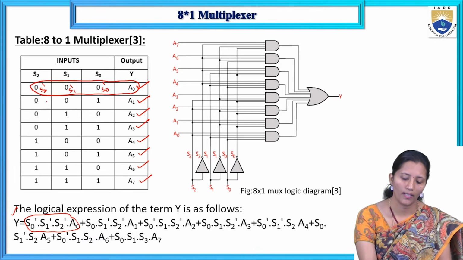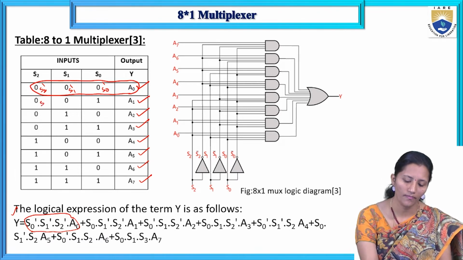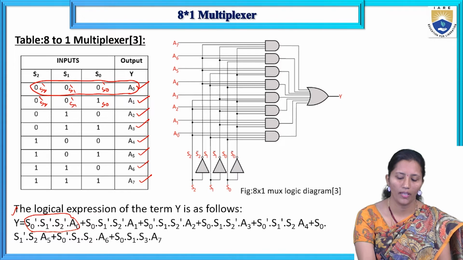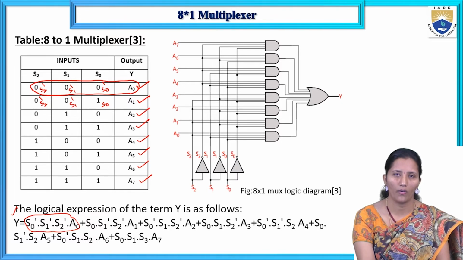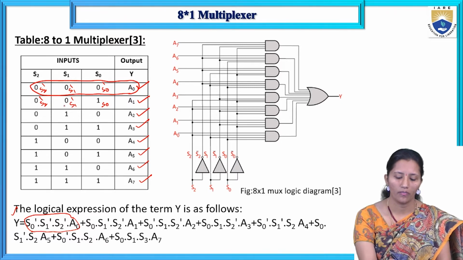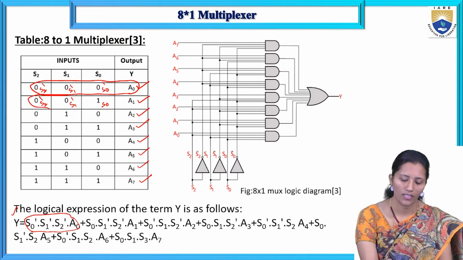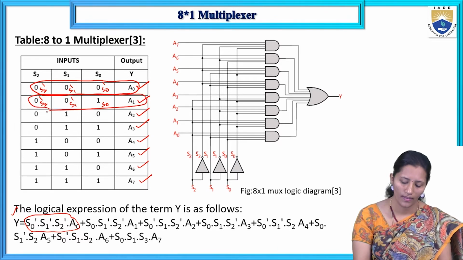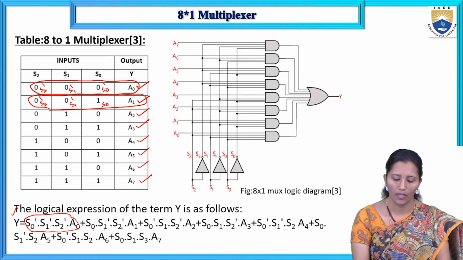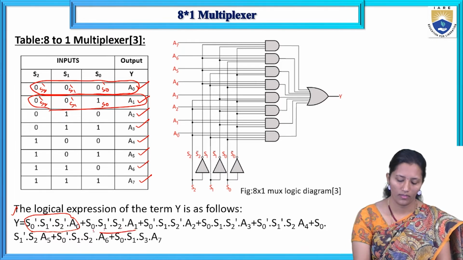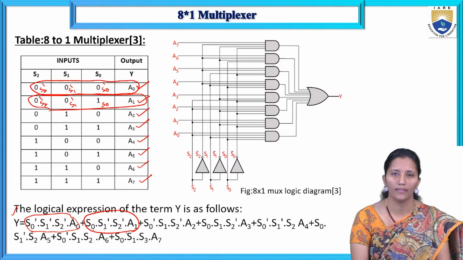The second product term: this is S2 bar, this is S1 bar, and if the bit is 1 we write S0, if it is 0 we write S0 bar. So S2 bar, S1 bar, S0 into A1. This is the second product term.